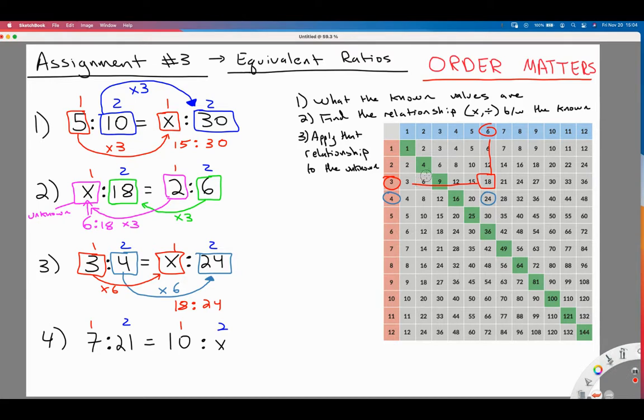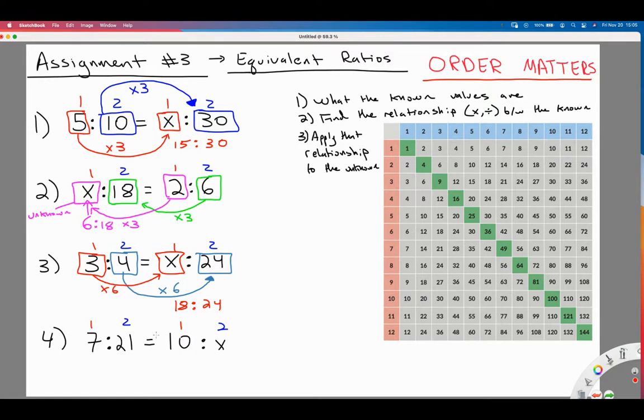All right. So that's how we can use multiplication or division. If we went the other way, if we went in reverse, it'd be divide by 6. 24 divided by 6 would be 4. But you can either use multiplication or division to find out what your missing values would be.